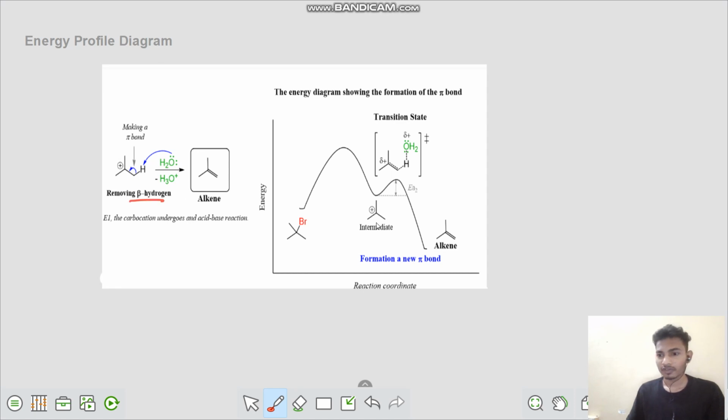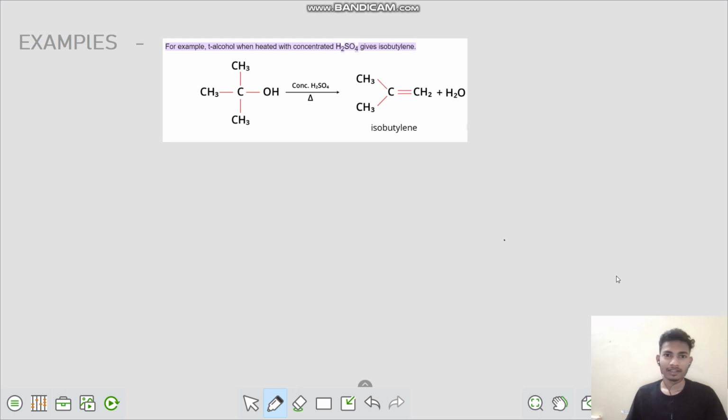And there is a removal of the beta hydrogen generally we study. And we see some examples now. See the most common example of the E1 reaction. That is performed by concentrated H2SO4 as a dehydrating agent. And that is a 3-degree halide or alkyl halide. First, the carbocation will be formed like that, and after that, the protonation will take place.